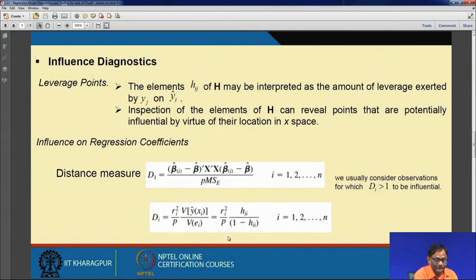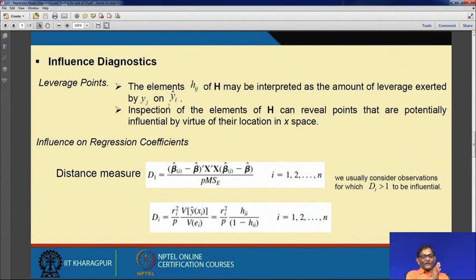Now come to the influential diagnostics or influential observation. Here, one is the leverage point. What is the leverage point? The elements h_ij, this should be h_ij, of H may be interpreted as the amount of leverage exerted by y_j on y_i. Inspection of the elements of H can reveal points that are potentially influential by virtue of their location in the X space.